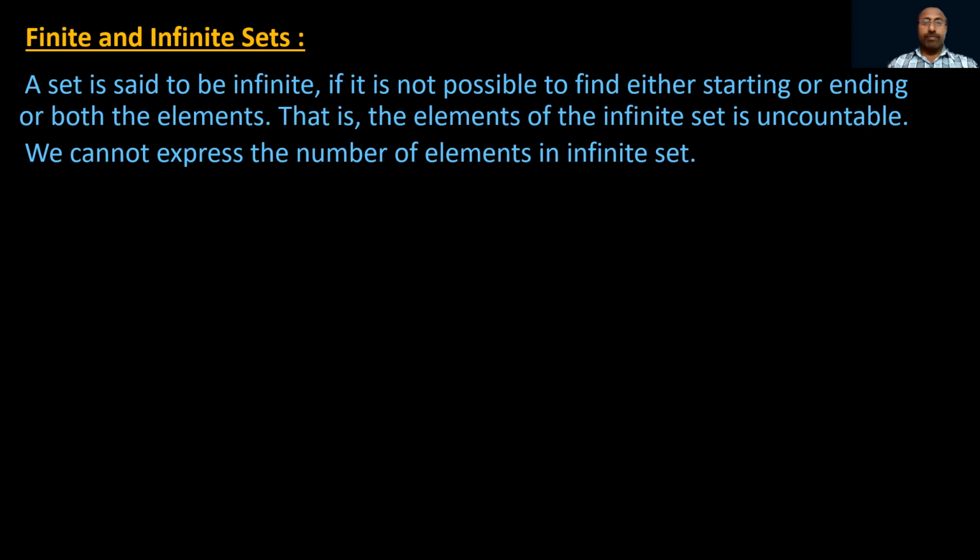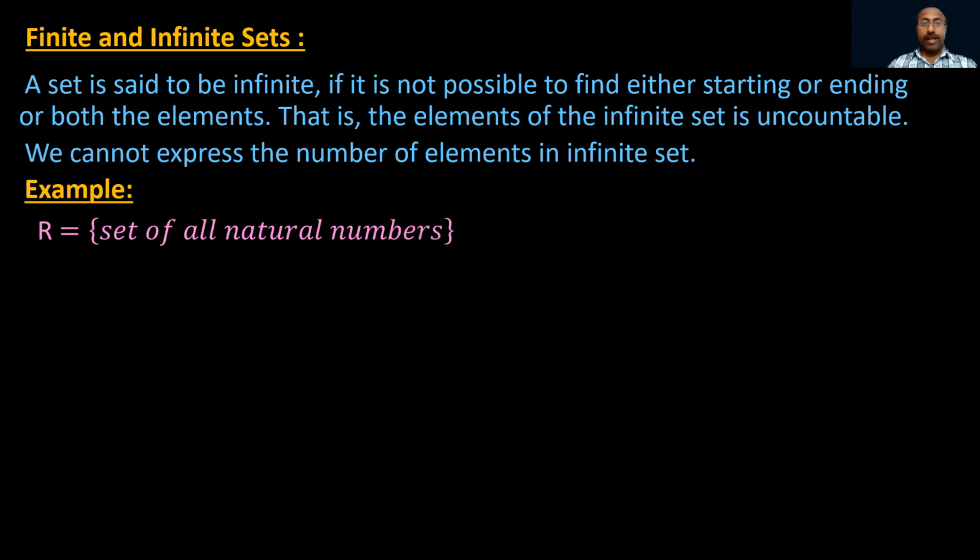So for example, we have R is equal to the set of all natural numbers. So the set of all natural numbers means the first one is 1, after that 2, after that 3, and what is the last natural number? We cannot say, isn't it? Because natural numbers are infinite. So as the last element of this set cannot be found, the set R is an infinite set. Okay, and take one more.